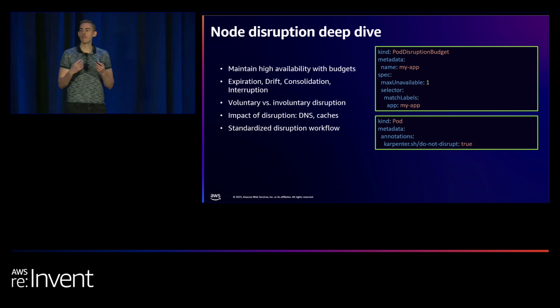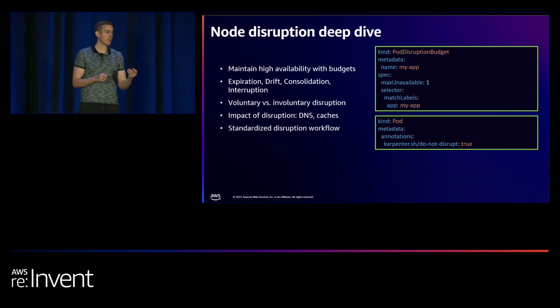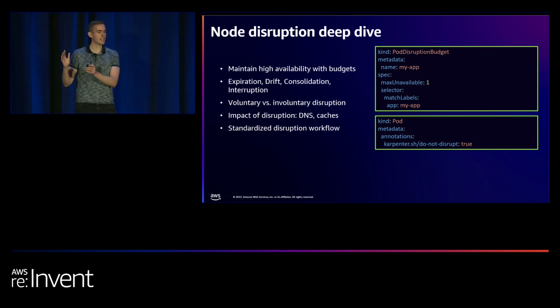You can also, for very sensitive pods, Karpenter supports an annotation called do not disrupt. If you set that, we will not attempt to disrupt a node for any pod that has that. You can also put that annotation on the node itself if you want to put a node to the side and make sure that Karpenter doesn't touch it.